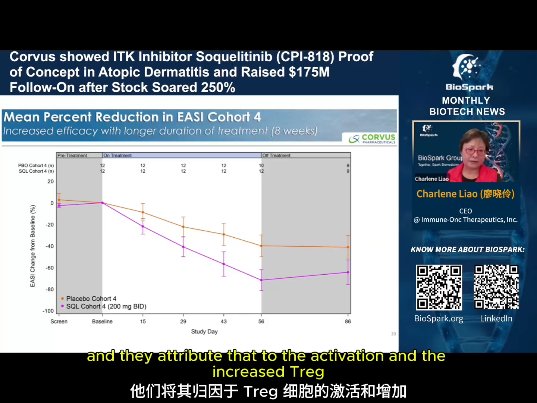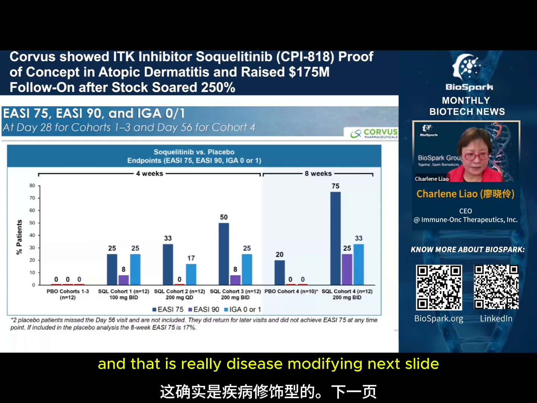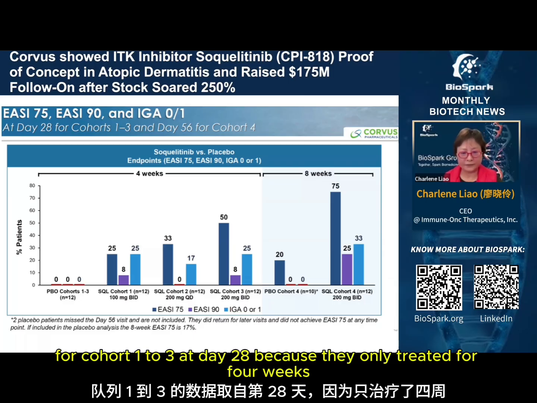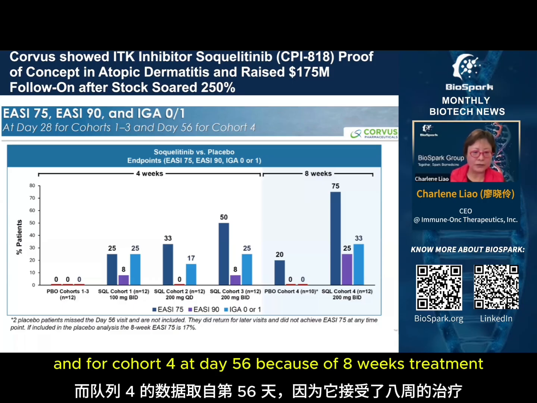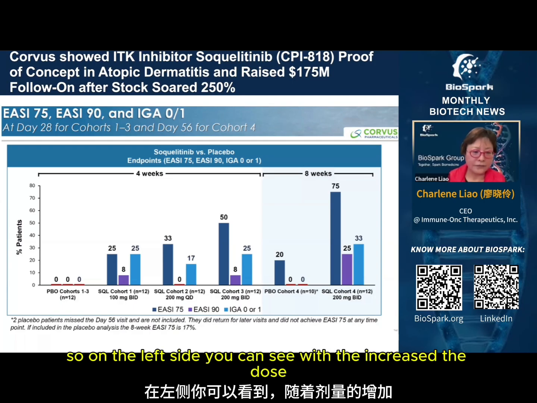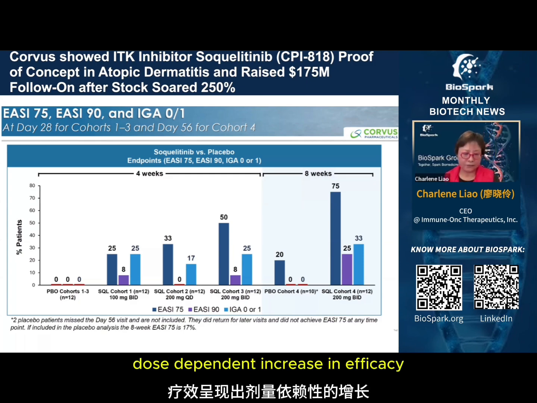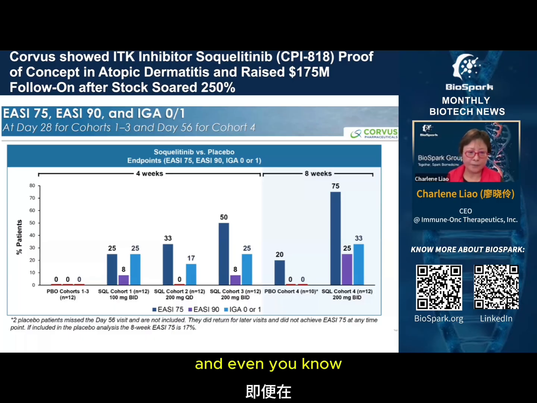and that is really disease modifying. Next slide. So here is the summary of EASI 75, 90, and IGA 0 to 1 for cohort 1 to 3 at day 28, because they only treated for 4 weeks, and for cohort 4 at day 56 because of 8 weeks treatment. So on the left side, you can see with increased dose, if you just focus on EASI 75, the dark blue line, you see dose-dependent increase in efficacy, and that's further enhanced when you treat longer for 8 weeks. And even subtracting the placebo, it's very prominent.